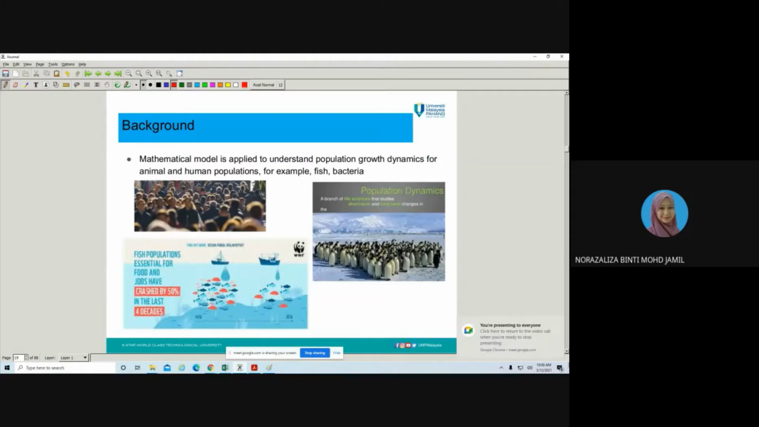Background. Mathematical model is applied to understand the population growth dynamics for animal and human populations, for example, fish, bacteria. We try to formulate the changes of population. Does the population increase? Does the population decrease? Or does it fluctuate and so on?